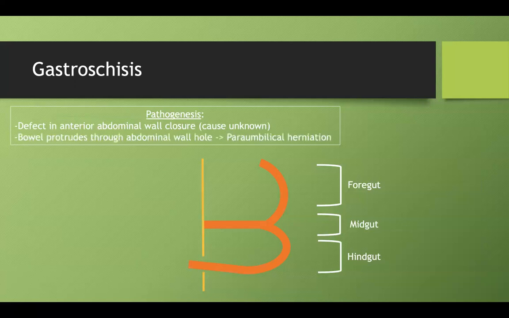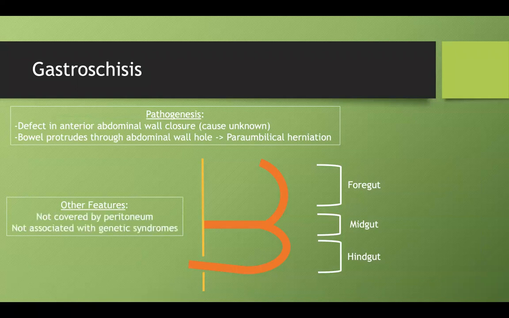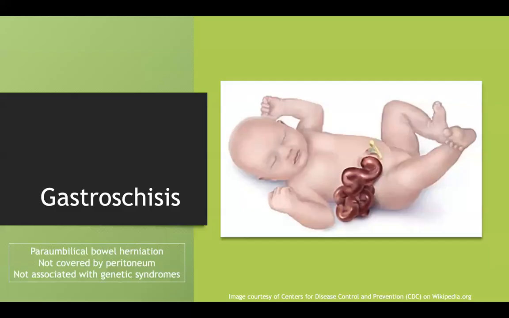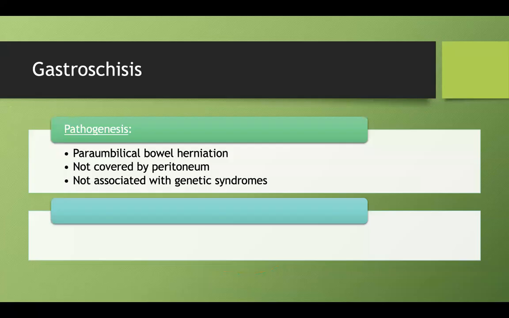And again, this is para-umbilical. You can notice how it's not directly along midline. And just remember with gastroschisis that it's not covered by peritoneum and it's not associated with genetic syndromes. You can see a picture of that right here.